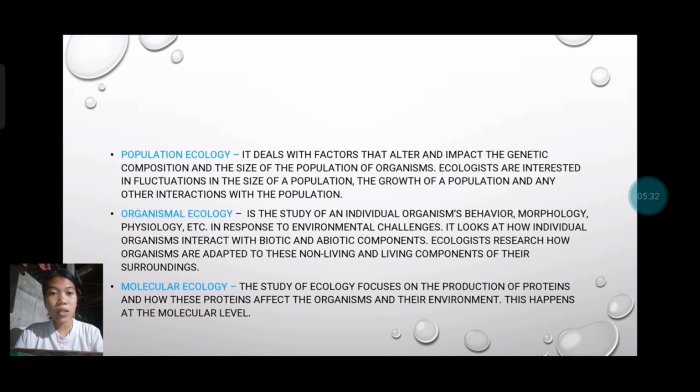And the last one is the molecular ecology. Molecular ecology, the study of ecology, focuses on the production of proteins and how these proteins affect the organisms and their environment. This happens at the molecular level. So next, let us proceed to the organization of living things, atom to biosphere.